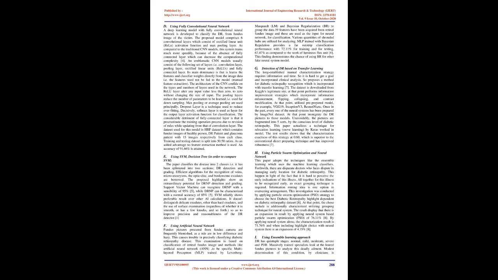The ReLU layer changes any input value less than 0 to 0 without changing the size of input. The pooling layers reduce the number of parameters to be learned, i.e. used for downsampling. Max pooling or average pooling are used principally. Dropout layer is a technique used to reduce overfitting. Finally, softmax layer is used as the output layer activation function for classification. The considerable disadvantage of fully connected layer is that it slows down the training process due to revision of rules while updating from that of convolution layer.